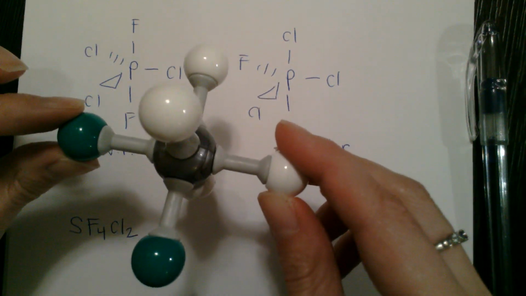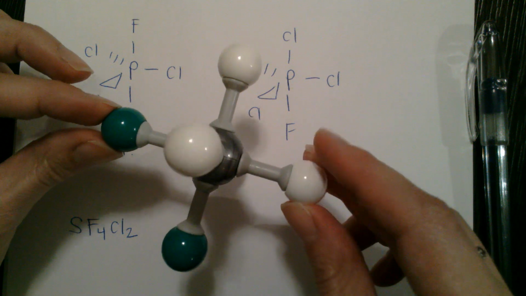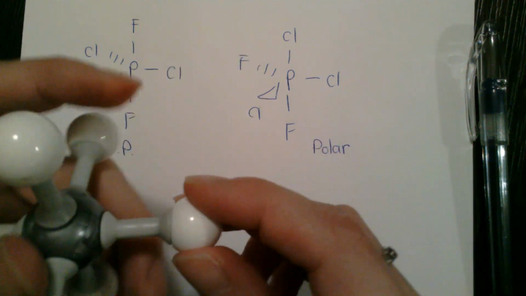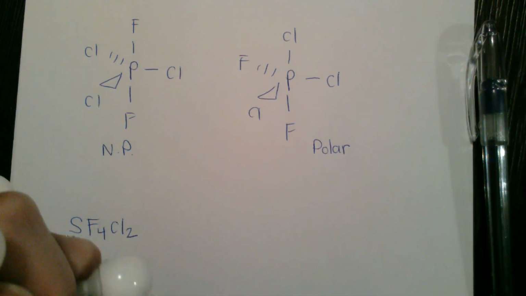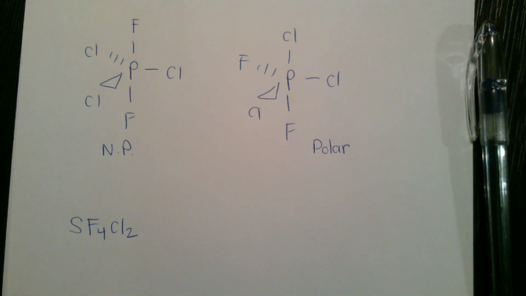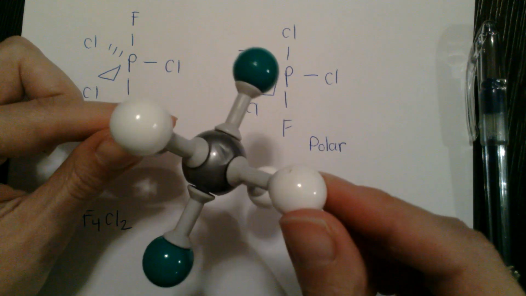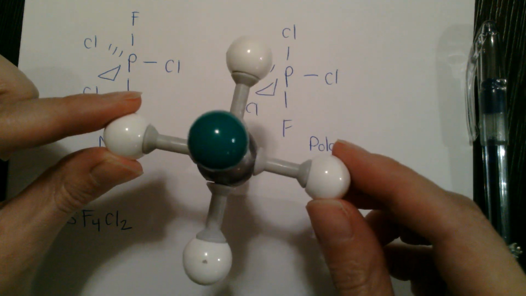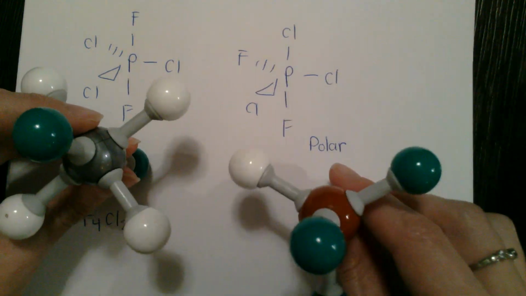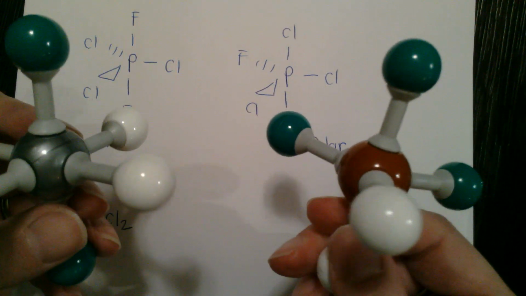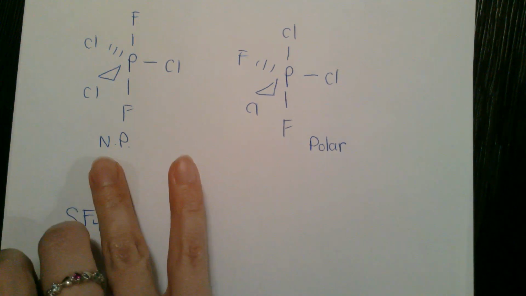So again, the key to all of this is symmetry. Not symmetric, but if I move just 2 atoms, I make it symmetric. Green's opposite, white's opposite. So in this shape and in this shape, you can have different arrangements that will give you polar and nonpolar.